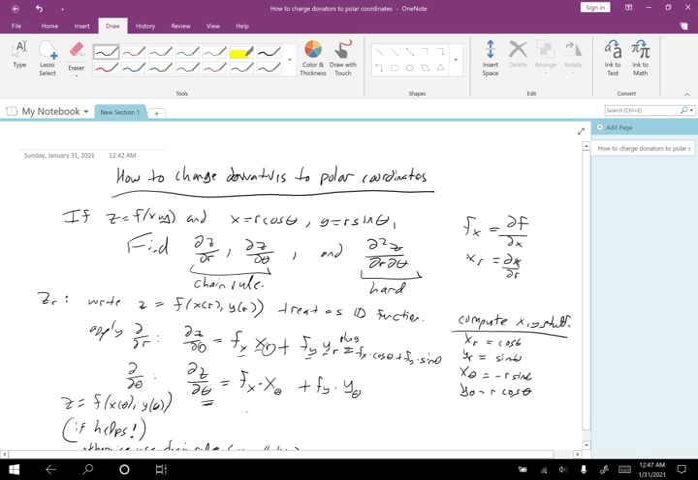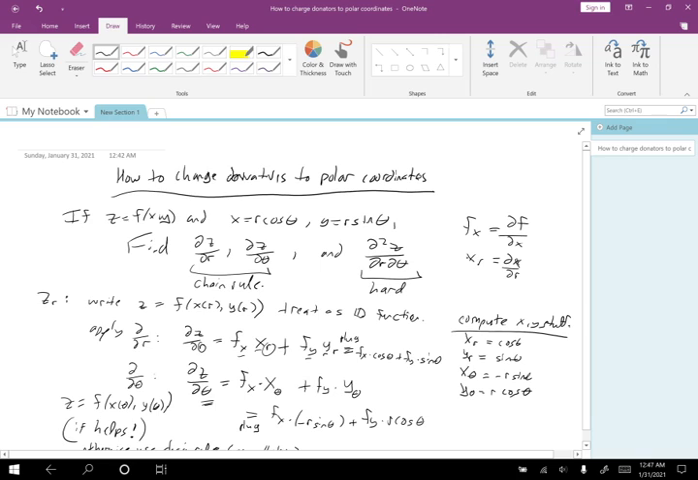If we plug this in, we'll just get f sub x times minus r cosine theta plus f sub y times r. Oh, I'm sorry, this is minus r sine theta. r sine theta, r cosine theta.